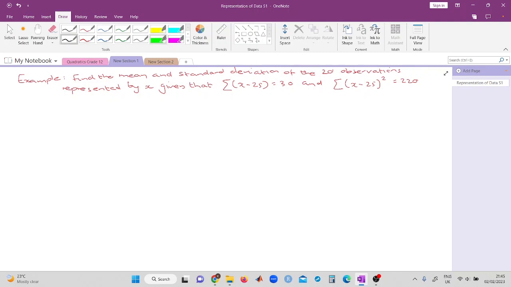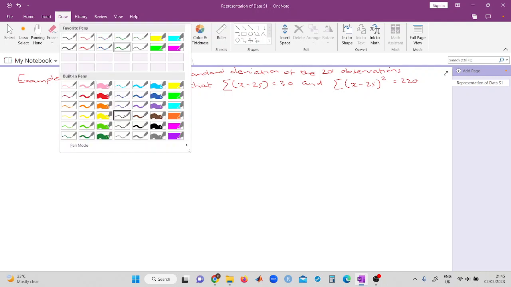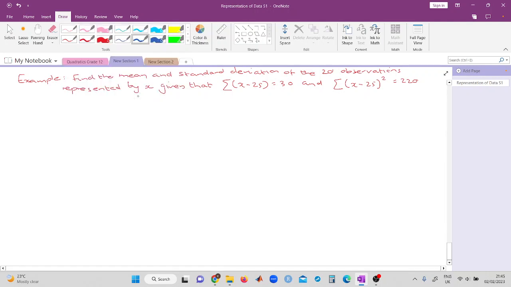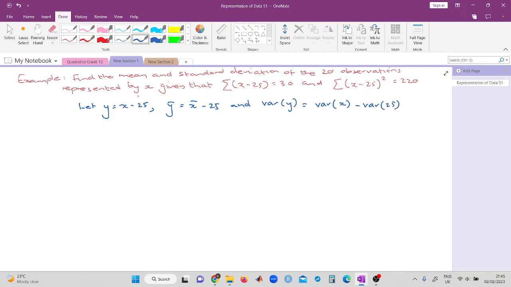Donc, capable tout à l'heure, on passe maintenant un petit peu vite avec la formule là. Let's take some time and we work it together. Donc, quand on regarde la question comme ça, okay, let y equals to x minus 25. Easy. Therefore, qui peut arriver, x bar will be equal to x bar minus 25. And the variance of y, it will be the variance of x minus the variance of 25. The variance of a constant is 0, so the variance of y will be equal to the variance of x.